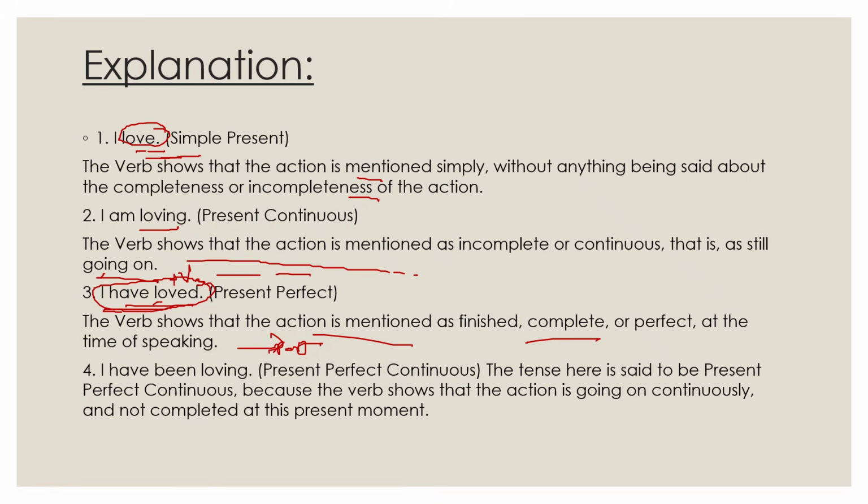And the next one, present perfect continuous. I have been loving. That means an action that has started in the past, which is still going on continuously and is not completed at this present moment. For example, I have been playing badminton for an hour. That means you started playing just before an hour and you are still playing it, and you have not completed that act. It is still going on at the moment you are speaking and it started in the past. So that means present perfect continuous. Let us go to the next slide.